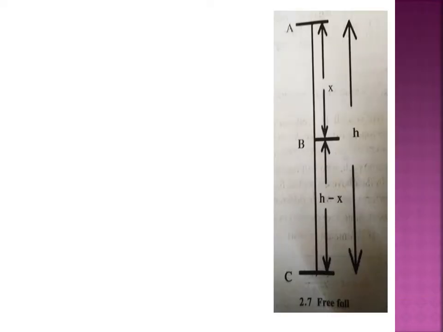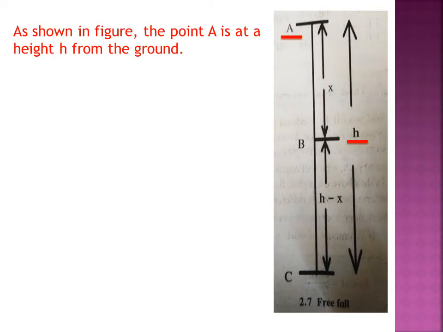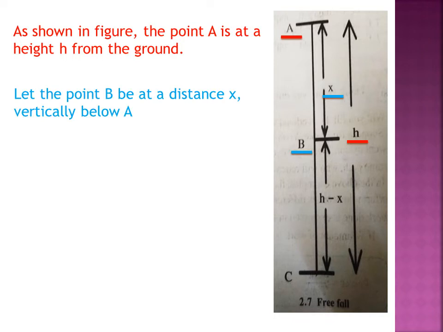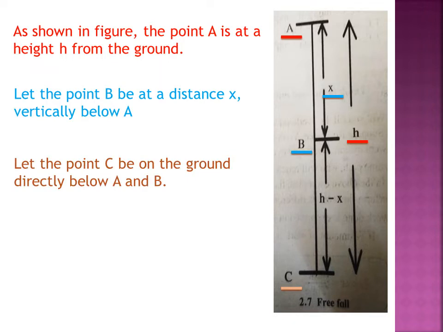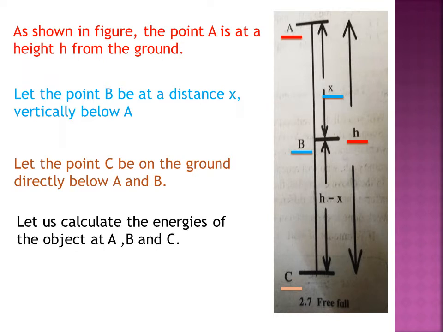As shown in the figure, the point A is at a height h from the ground. Let the point B be at a distance x vertically below A. Let the point C be on the ground directly below A and B. Now we have to calculate the energies of the object at points A, B and C.